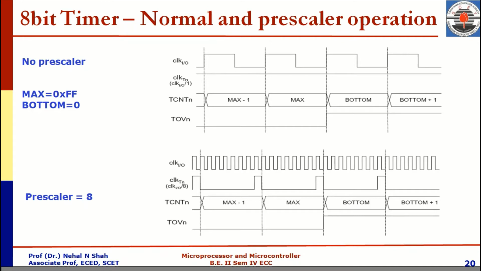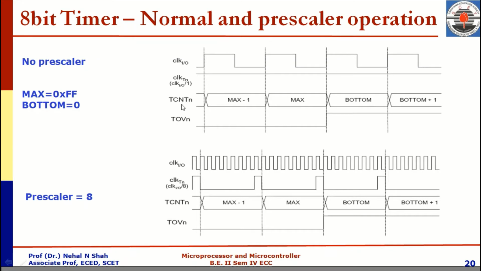Let us understand the 8-bit timer with prescaler and without prescaler. In both cases, CPU clock will be provided to the timer unit. In case of no prescaler, CPU clock is directly applied to the timer unit.